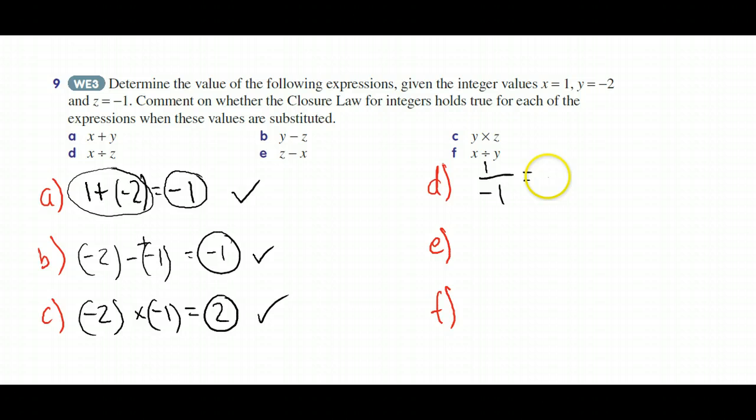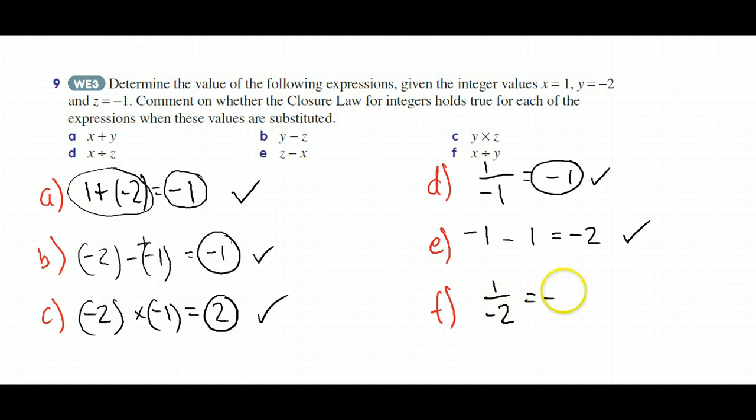So 1 divided by negative 1 equals negative 1, and that's an integer, so the closure law has held again. Finally we've got z minus x, where z is negative 1 and x is 1. Negative 1 minus 1 equals negative 2, which is an integer, so the closure law has held again. And finally x divided by y, which is 1 divided by negative 2, equals negative a half, which is not an integer, so the closure law has not held for this last one.